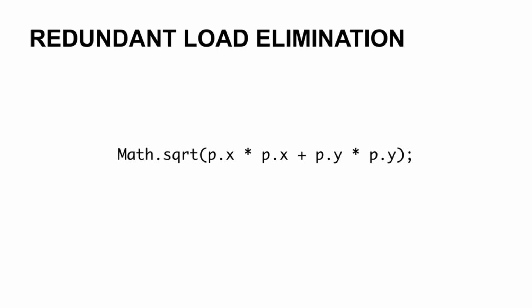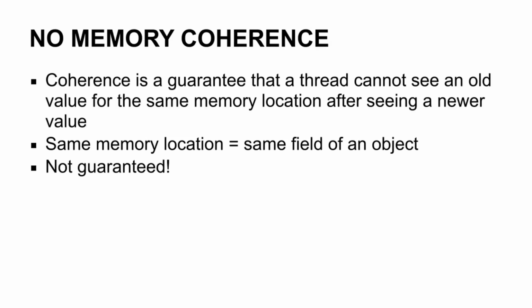We saw previously that p.x can be loaded a single time, as can p.y. But even this simple optimization, which seems correct, has some surprising implications. It requires us to give up a property called memory coherence. This actually was a property that we were supposed to have in Java 1.4 and earlier, although the just-in-time compiler never actually implemented it. What is it? Well, coherence is a guarantee that a thread cannot see an old value for the same memory location after seeing a new value. And when I say same memory location, you can basically think the same field of an object.